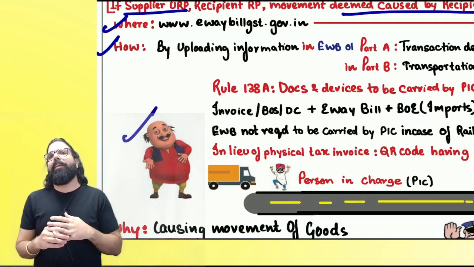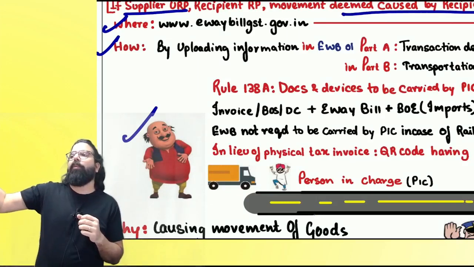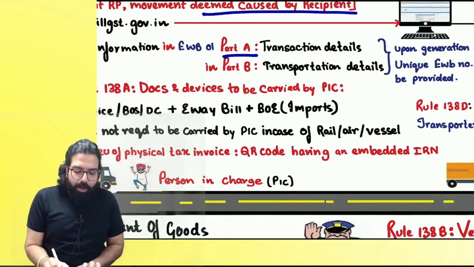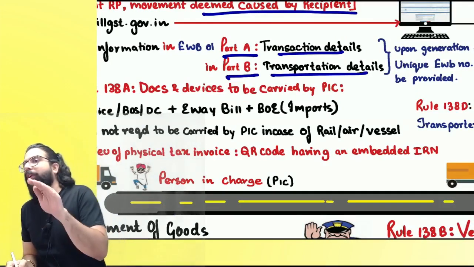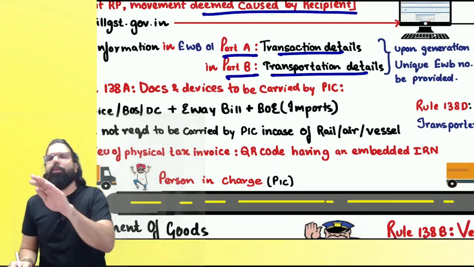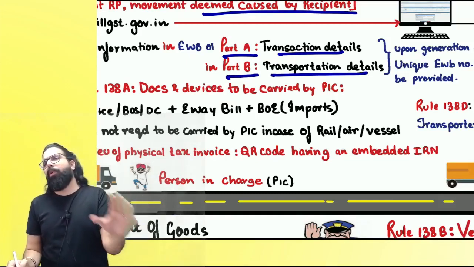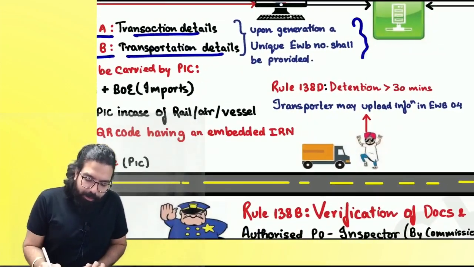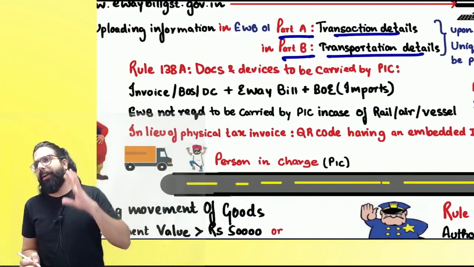When you go to e-way bill gst.gov.in, on the left side, you will see over there generate e-way bill. You have to fill part A and you have to fill part B. Part A is the transaction detail. Part B is the transportation detail. How are you going to transport the goods? Are you going to transport the goods by road, rail, water, that is ship mode, etc. Can I go ahead, everyone? Now, sir, whenever you generate an e-way bill, one unique e-way bill number will be generated.